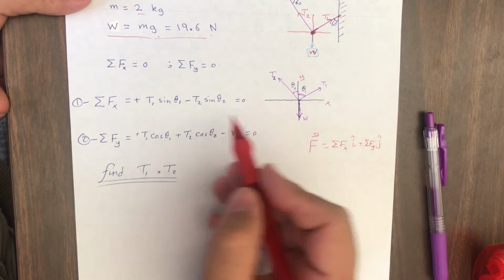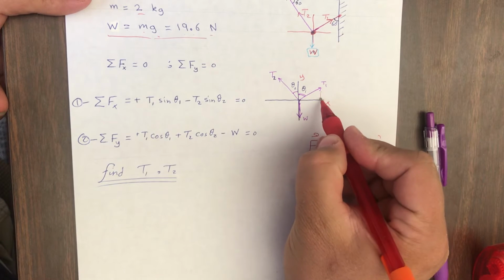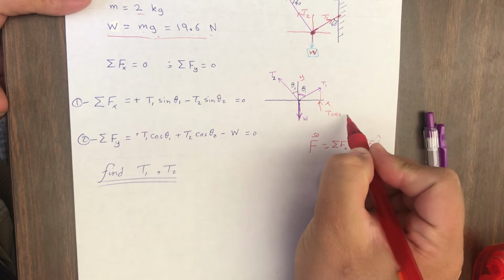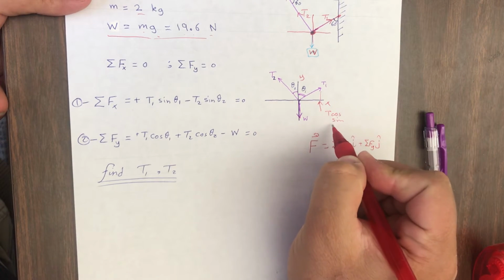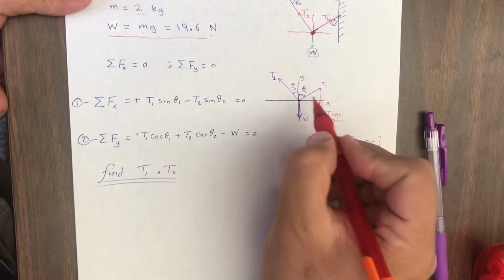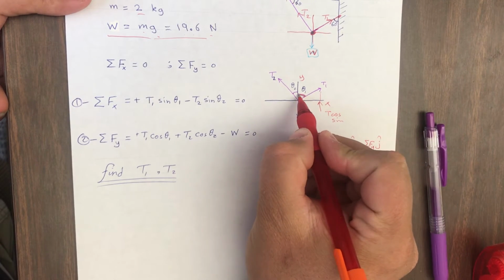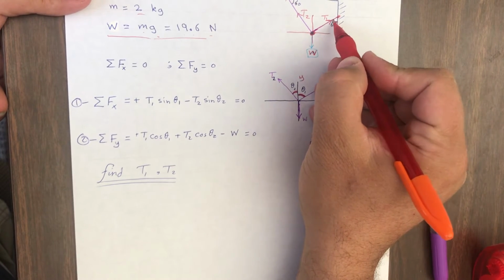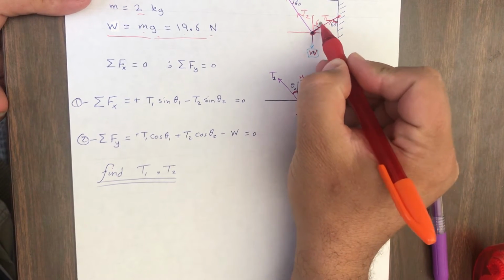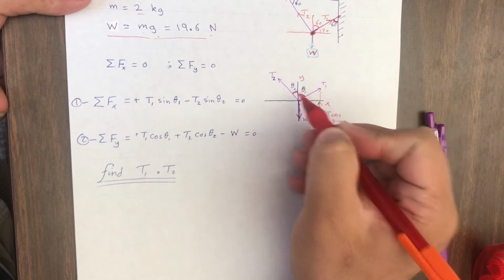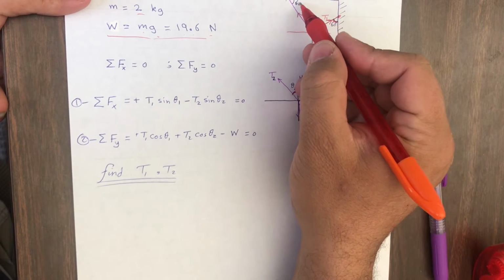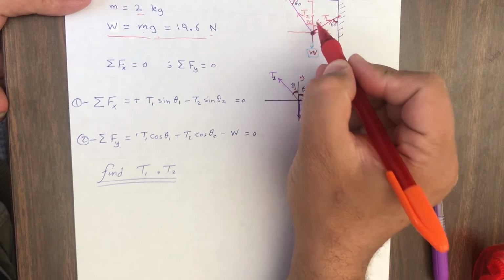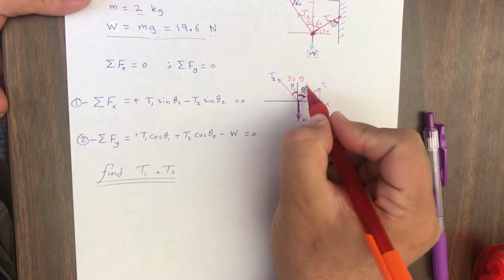Now the total forces in x, we have T1 cosine or sine, I don't know. Okay, let us look at our theta. This theta and this theta. This theta is 60. Because of that, this is 60 and this is 30. This theta, because I know this is a triangle, this is 30. So this is 30 and this is 60.